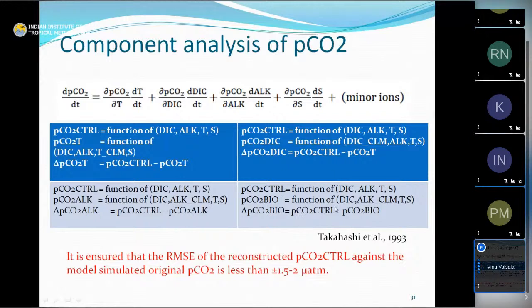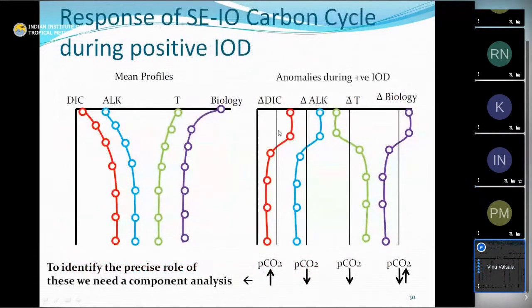Biology also you can control, because you have phosphate profiles in the model. You can convert it into equivalent mole per meter cube of carbon, subtract it out, do a reconstruction and calculate the biological component in the PCO2 as well. So when you do these four reconstructions, we can find out the impact of individual processes controlling the PCO2 anomaly in the Indian Ocean.